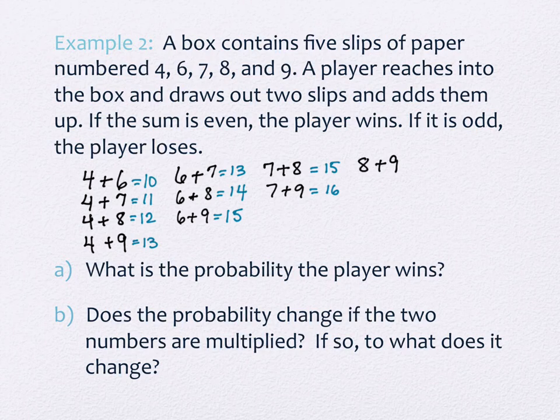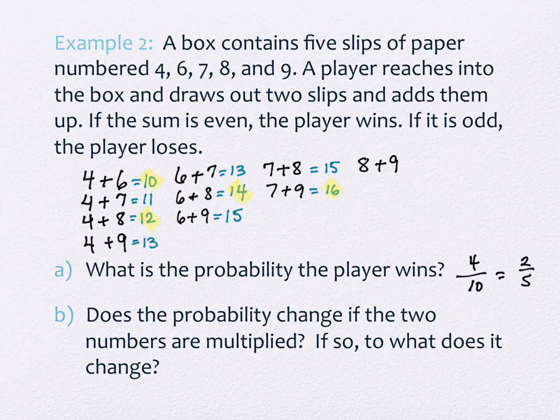Has to be even. Yeah. So 10's even. What else? 12. Okay. Did I get them all? So how many evens are there? 4. How many possible outcomes are there? There are 10. And if I reduce that, what's the probability? 2 over 5, right? 2/5 probability.